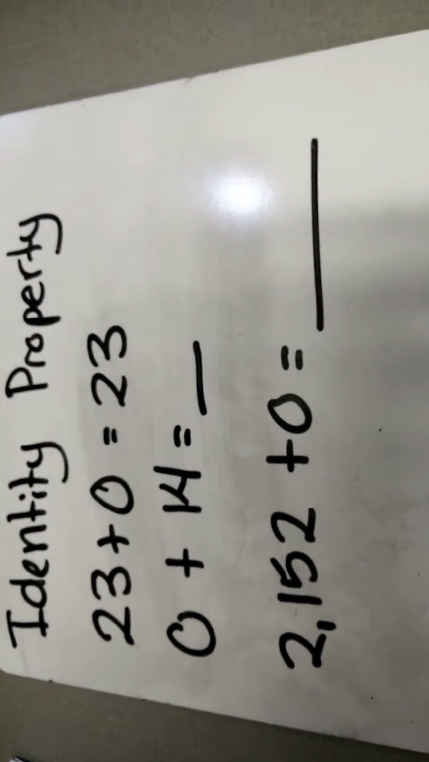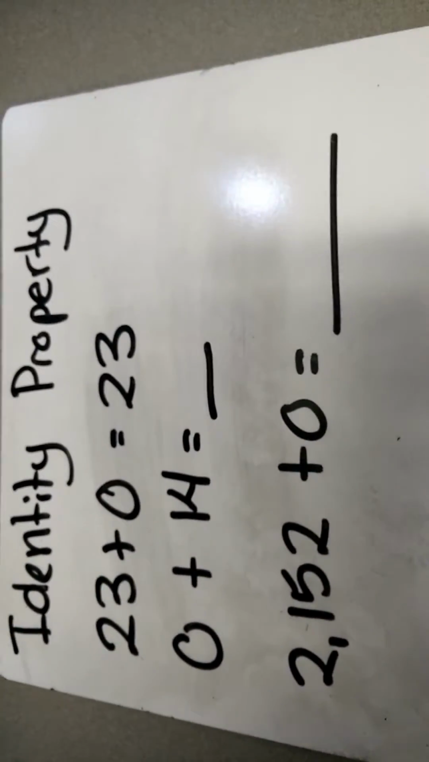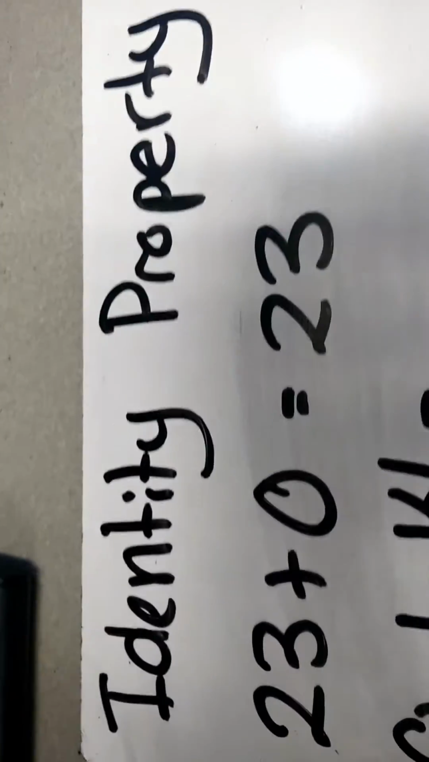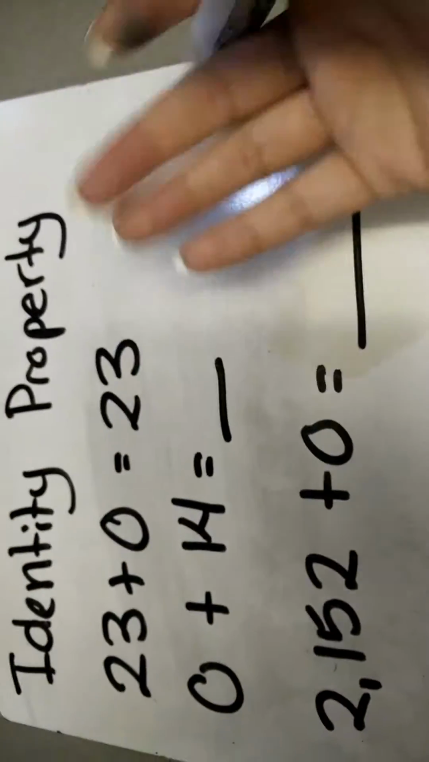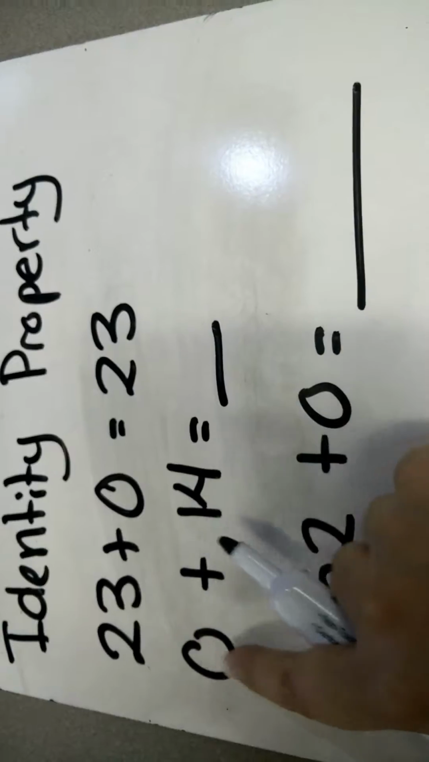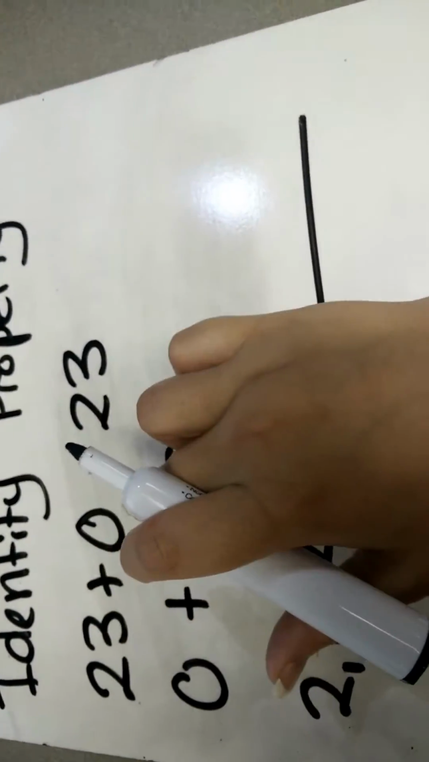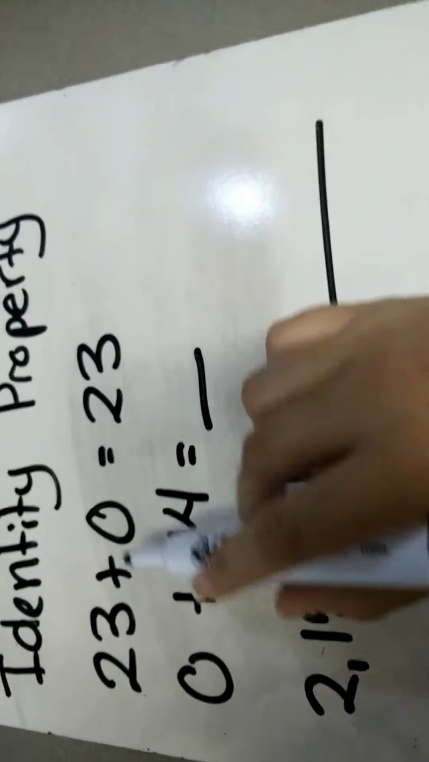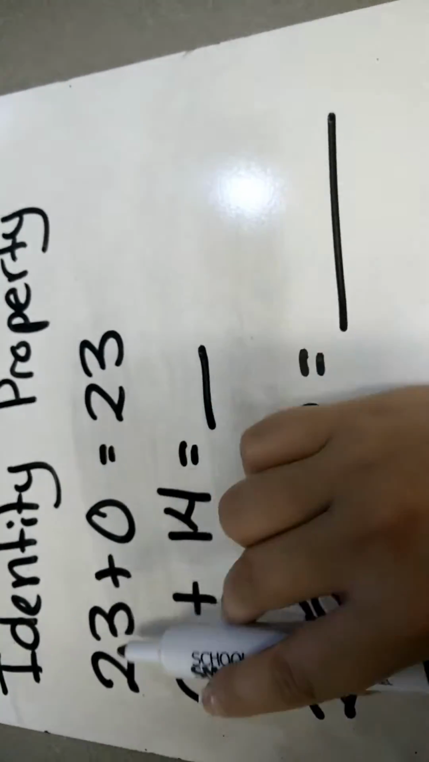Alright, so today we're learning the properties of addition and subtraction, and the first property we're going to talk about is the identity property. And the identity property is the property of 0. And as you can see, there's a couple zeros here, here, and here. And all it just says is anything plus 0 is always itself. So my first example right here is 23 plus 0 will always equal 23.